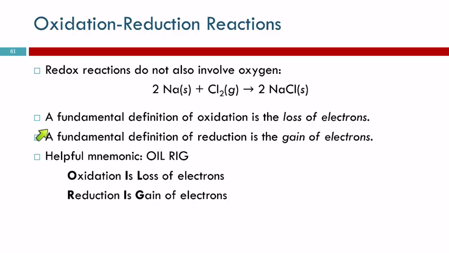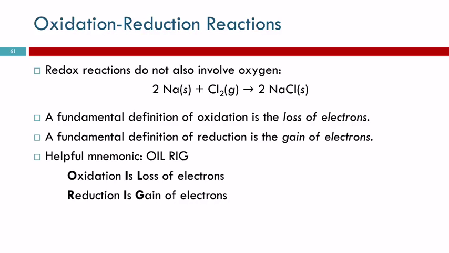So the fundamental definitions of oxidation and reduction. Oxidation is the loss of electrons. Reduction is the gain of electrons. And again, that's taking two things and two other things and having to keep them connected to each other in the same way. So here we have another mnemonic, OIL RIG. Oxidation is loss of electrons. Reduction is gain of electrons.